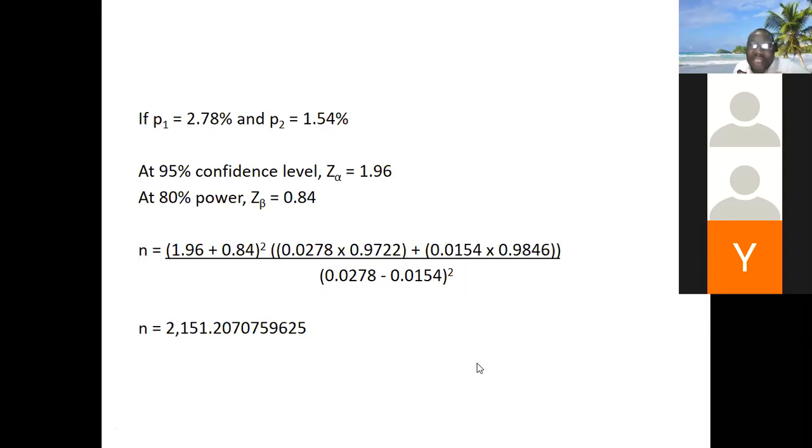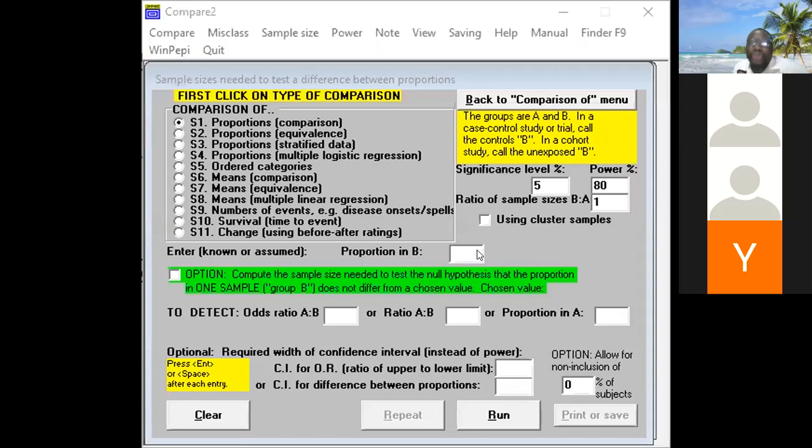But when you are using WinPepi, sometimes it specifies what you should put there. Look at it, it says proportion. It didn't say percentage. If you want to express it as percentage, you put percentage in front, but as it says proportion, you express it as a decimal.